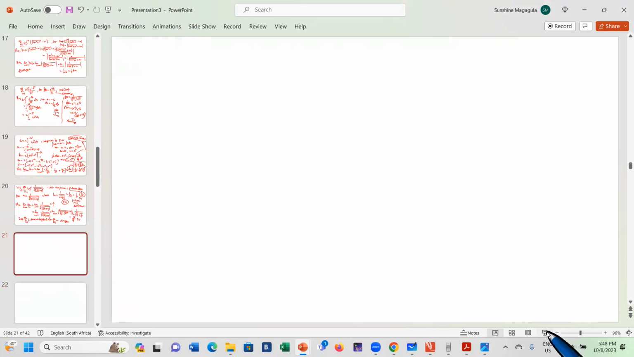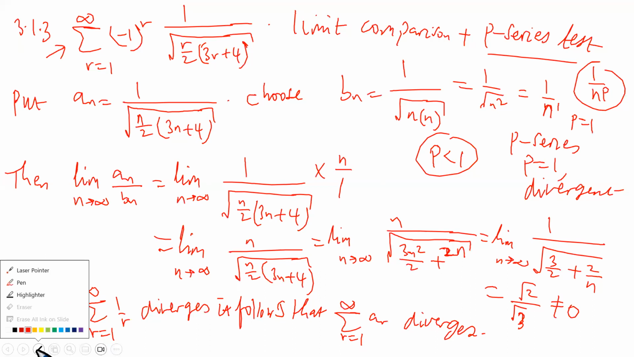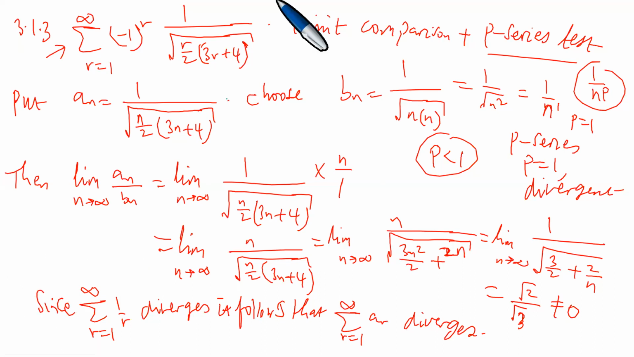Let's just continue. We're looking at these now, and we used the limit comparison test. Now I'm using the alternating series test, because we found divergence. Alternating series test.